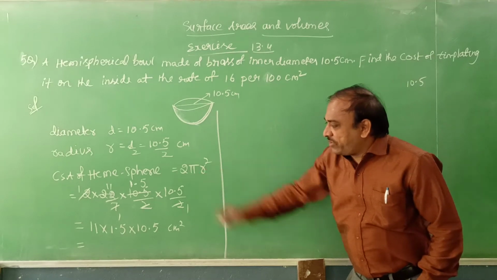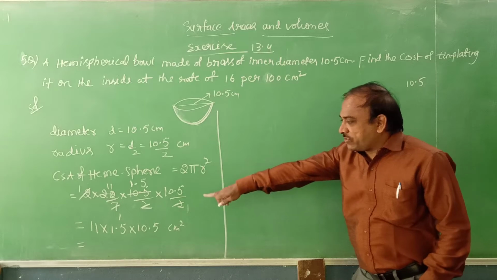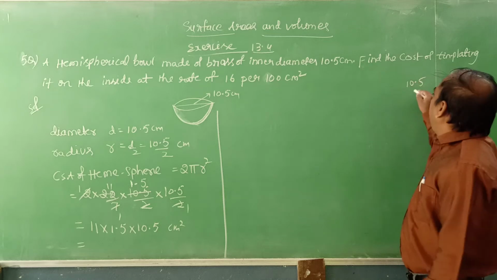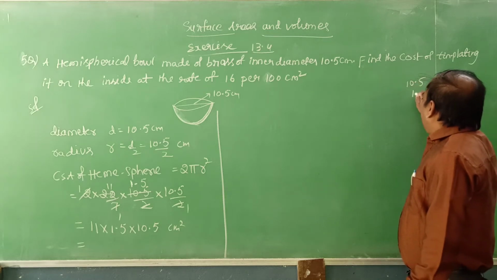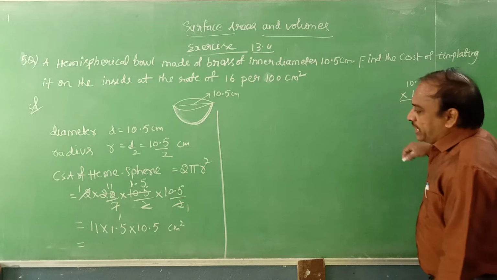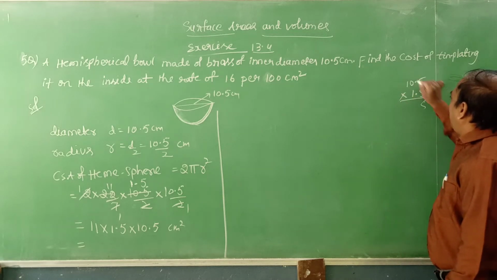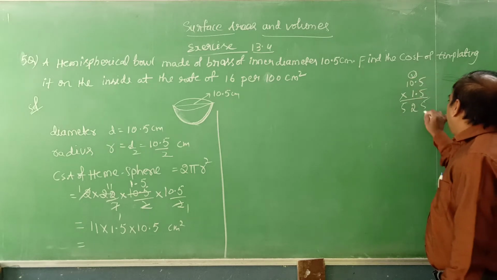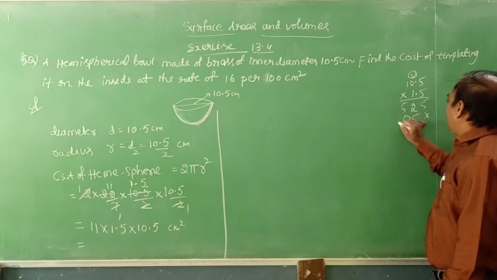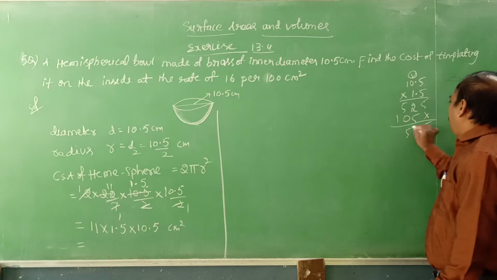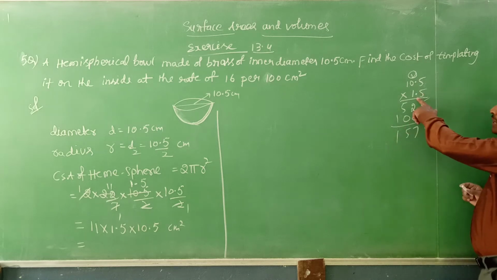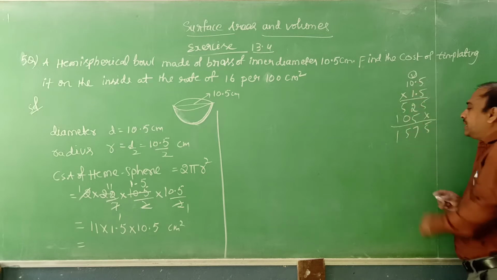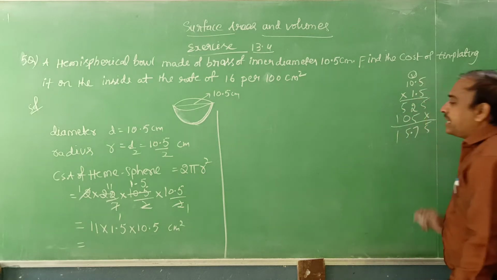Observe it carefully. 11 into 1.5 into 10.5. So 10.5 into 1.5 we are doing first. 5 5s are 25. 2 carrying, 5 zeros are 0 plus 2, 2. 5 ones are 5. Then 1 5s are 5, 1 zeros are 0, 1 ones are 1, so 1575. Now the decimal point: after the decimal point here 1 digit, here also 1 digit, total 2 digits. This is 15.75.